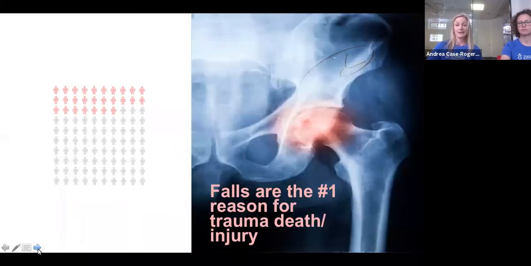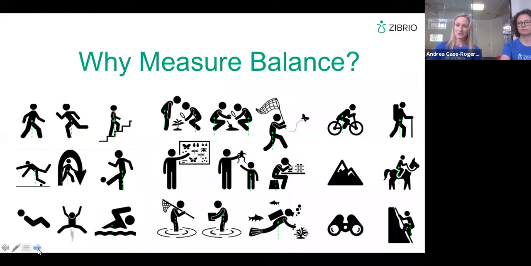And then of those people who fall, you're going to have a number of them who are going to suffer injuries or possibly even death. Falling down is now the #1 reason for trauma death and trauma injury. That's actually for any age, even more than car crashes. It's a major, major problem, and you're in the perfect position to actually help solve it.